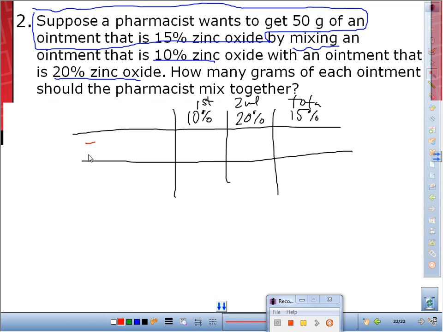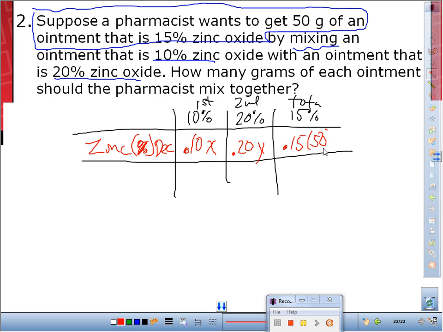All right, and once again, we're looking at zinc. We're looking at percentage, but instead of writing it as percent, we're going to use decimals. So 10% is written as 0.10. Do we know how many grams that came from? No, so we write X. This one is 0.20. Do you know how many grams it came from? No, so this one is Y. 0.15. Do we know where the 0.15 came from? Yes, it comes from the 50 grams.